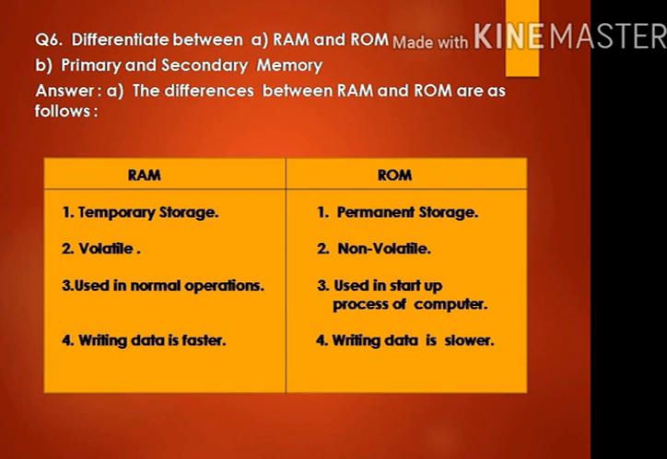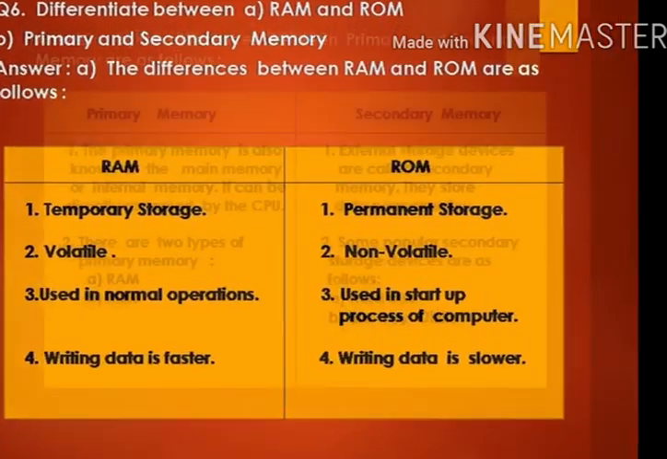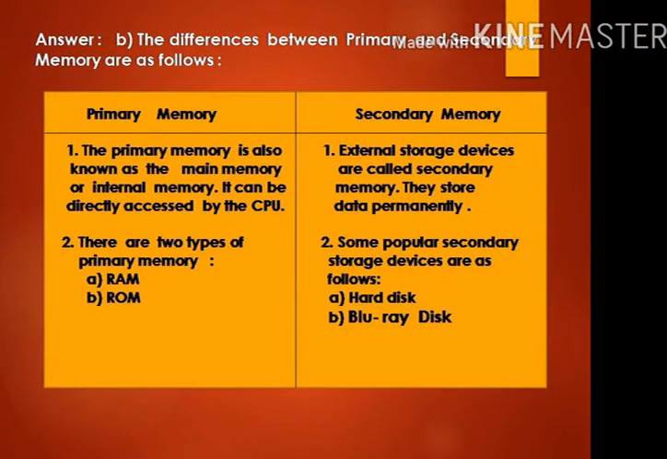Number 3. RAM is used in normal operations. ROM is used in the startup process of a computer. Number 4. In RAM, writing data is faster. In ROM, writing data is slower. The next slide contains the next part of questions and answers.